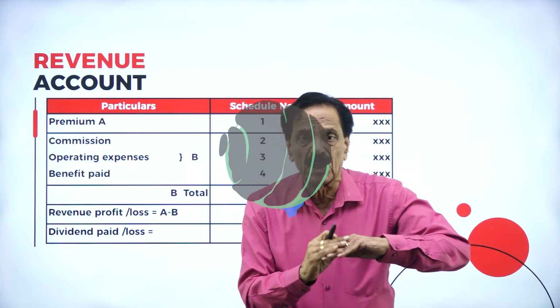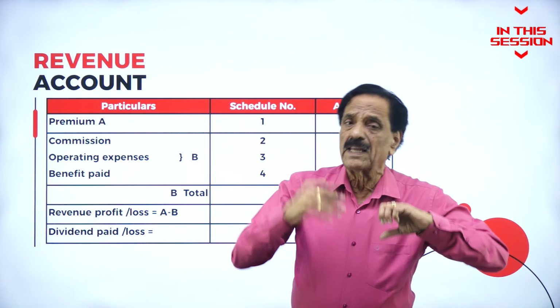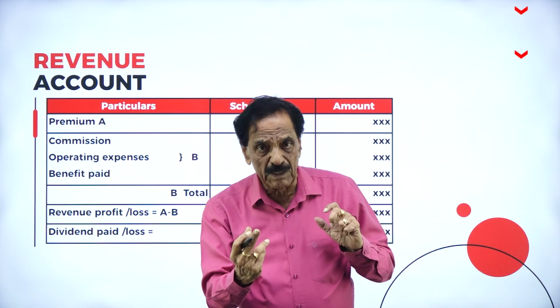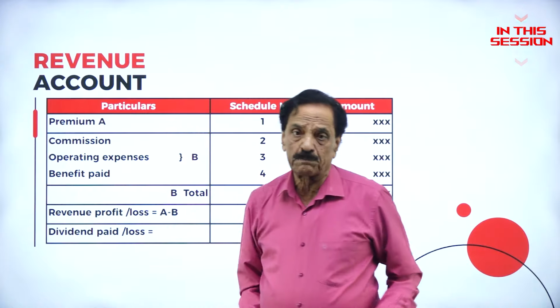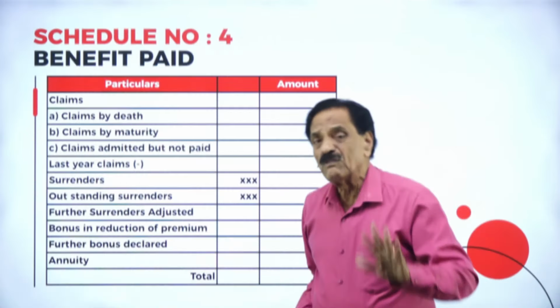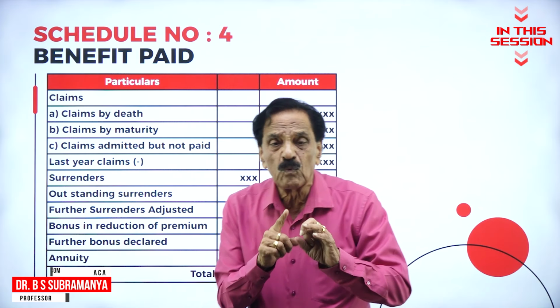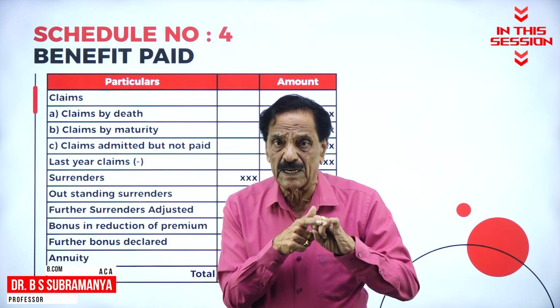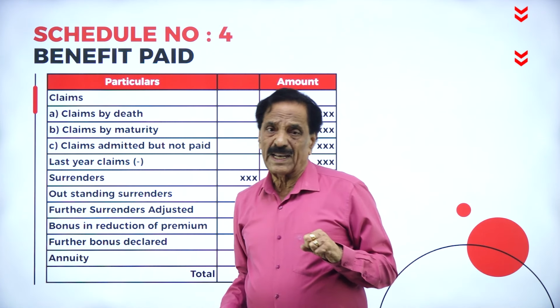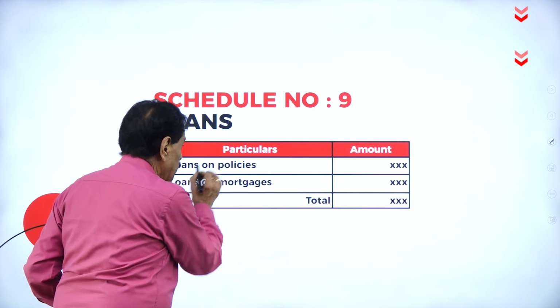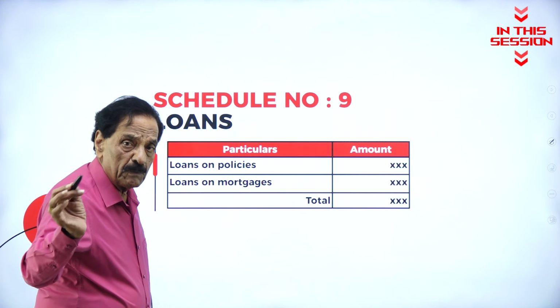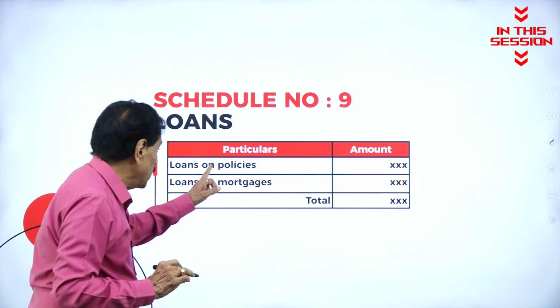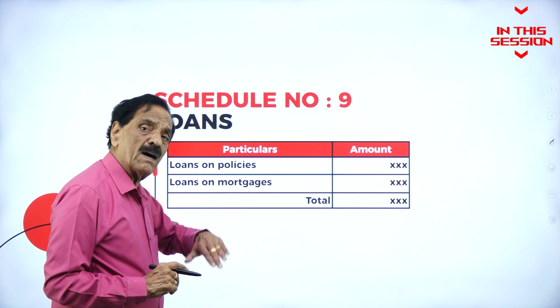The revenue account starts with the premium, then income, then commission, then operating expenses, then benefits paid. Which are the four divisions? One is the claim, second is the bonus, third is the surrender, fourth is the annuity. By chance, on loans on policy, some surrender amount will be adjusted. If they say no, that should be deducted. Loans on mortgages.